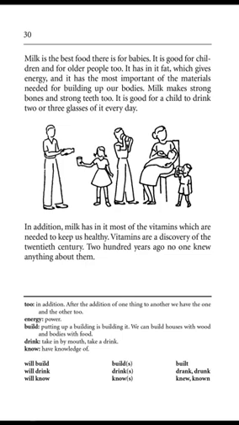Page 30. Milk is the best food there is for babies. It is good for children and for older people too. It has in it fat, which gives energy, and it has the most important of the materials needed for building up our bodies. Milk makes strong bones and strong teeth too. It is good for a child to drink 2 or 3 glasses of it every day.